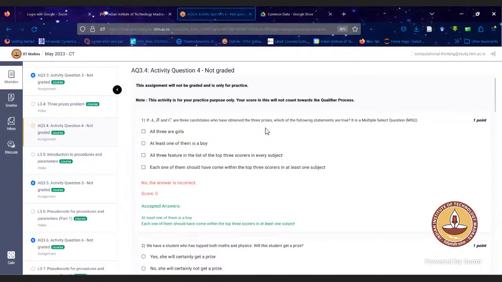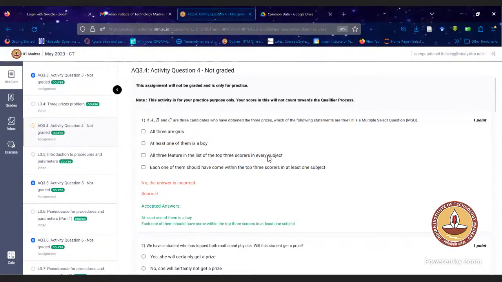Yes, sir. Based on that, not only that, I get why option B is correct, but I want to know why option C is wrong: all 3 features in the list of the top 3 scorers in every subject.